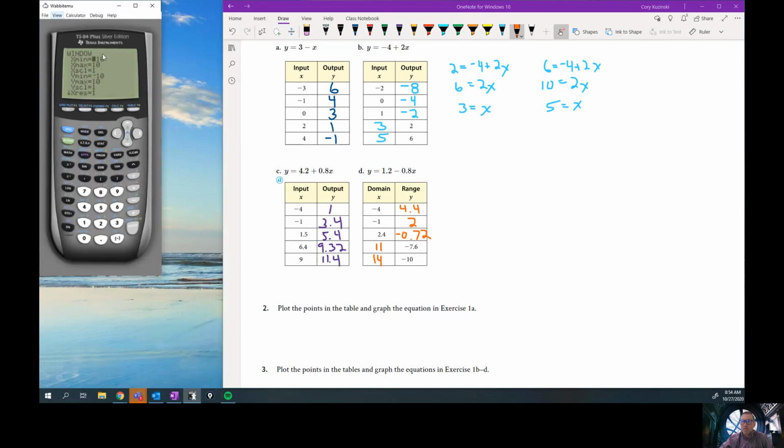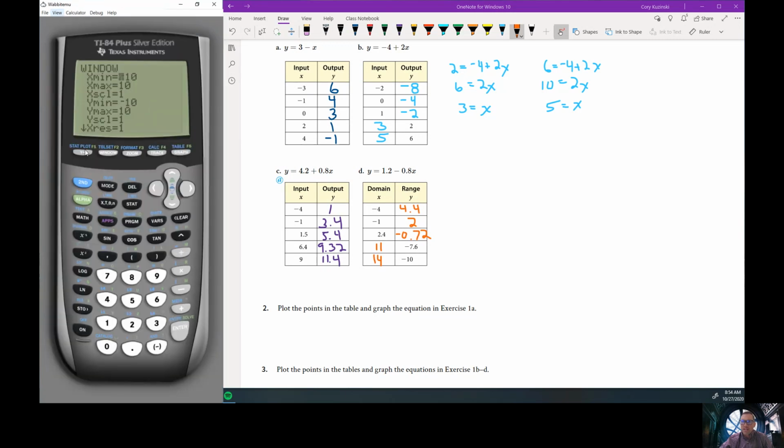So let's go second, y equals. We have to turn this plot on, so hit enter and then hit on. It already is set up as a scatter plot using list 1 and list 2 for my x and y values. So when I hit graph, there it is. All right, so there's our scatter plot, and that's what yours should look like if you made it by hand.